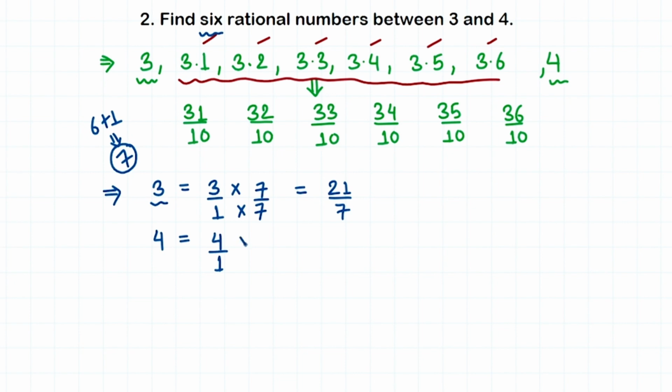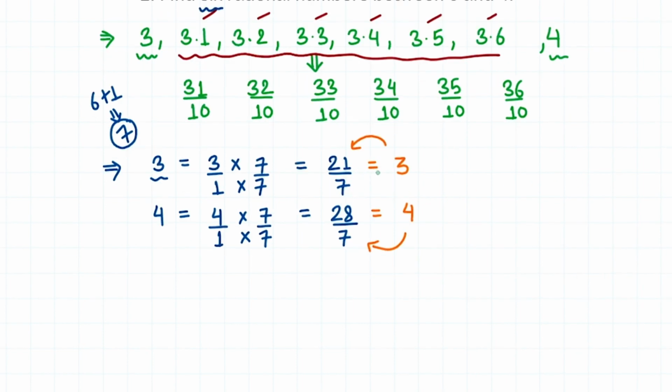Similarly, we are going to do the same thing over here. So we multiply both the numerator and the denominator with 7. And we are going to get 4 times 7 is 28, divided by 1 times 7 is 7. So this particular number is 3, okay? So 21 divided by 7 is 3. This particular number is 4, right? 28 divided by 7 is 4. So we can write 3 like this, 21 divided by 7, and 4 like this, 28 divided by 7. They are both the same thing.